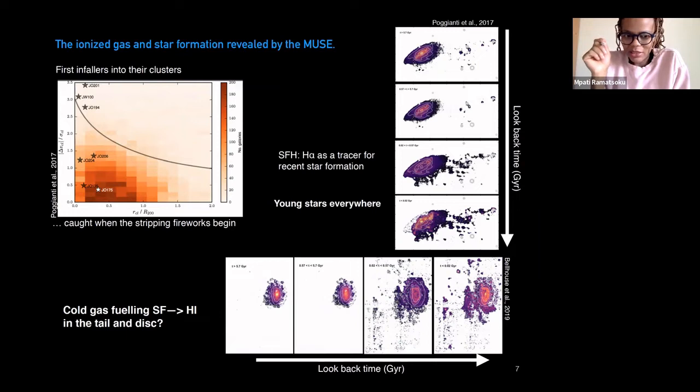So as I mentioned before, if you are seeing young stars forming, you know that there must be gas or cold gas fueling star formation. This is because cold gas in the form of HI and CO are the main ingredients that you need to form stars. They're not the only ingredients. You need dust and a whole lot of other things to happen, but without cold gas, you cannot form stars. That's basic. And so there must have been HI within the tail and the disks of these galaxies.